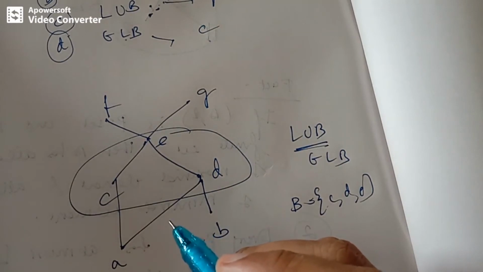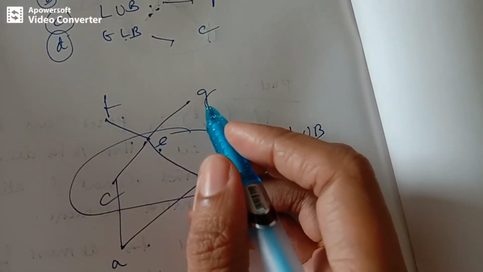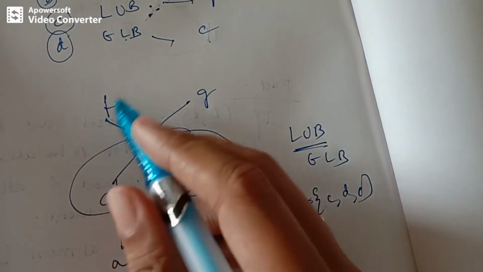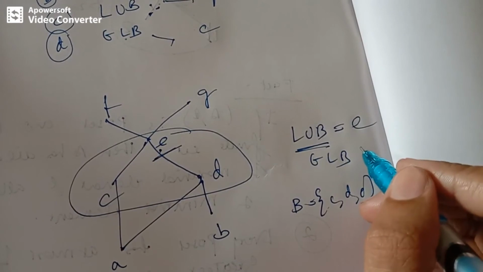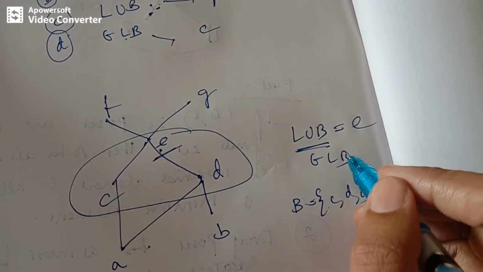So what is the least upper bound of this set? You know that E is connected to F and G. All these are upper bounds, and E is related to all these elements. Therefore, E is the least upper bound. Least upper bound is E.